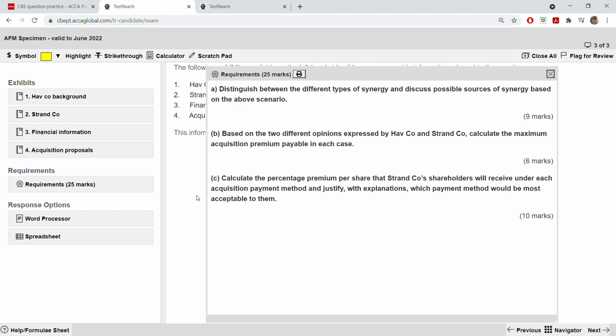Coming to requirement B and C, I'm going to focus on B and C. B is you have different options, and under different options, you have to calculate the maximum acquisition premium for both. What are the two methods? One is the excess return based on intangible assets, because they invest heavily in intangible assets. The other one is the PE ratio. Under both methods we have to find the maximum premium that is payable.